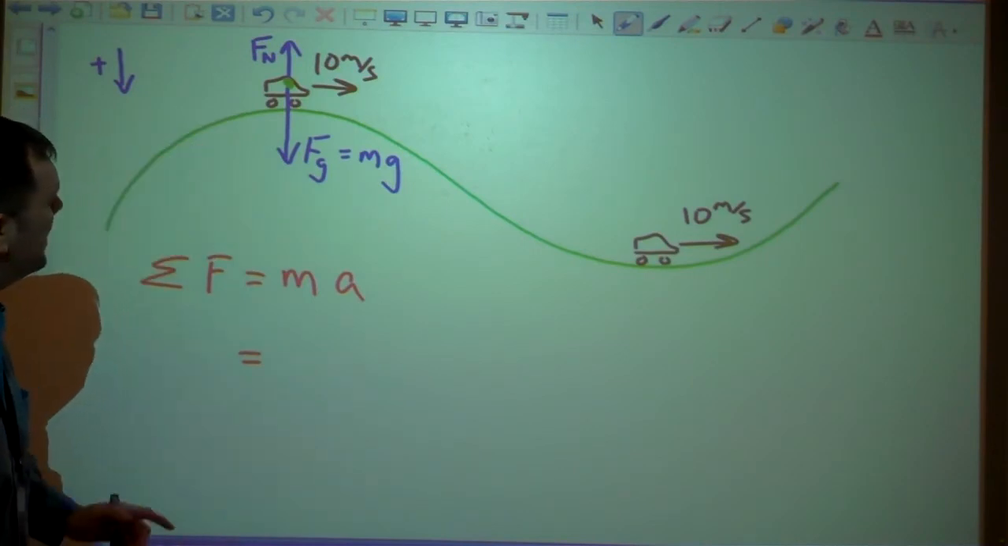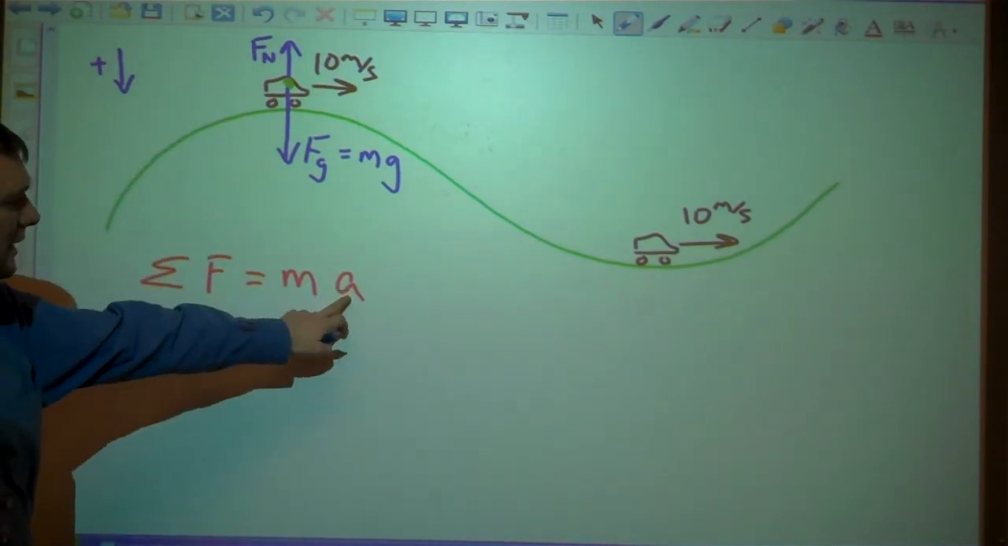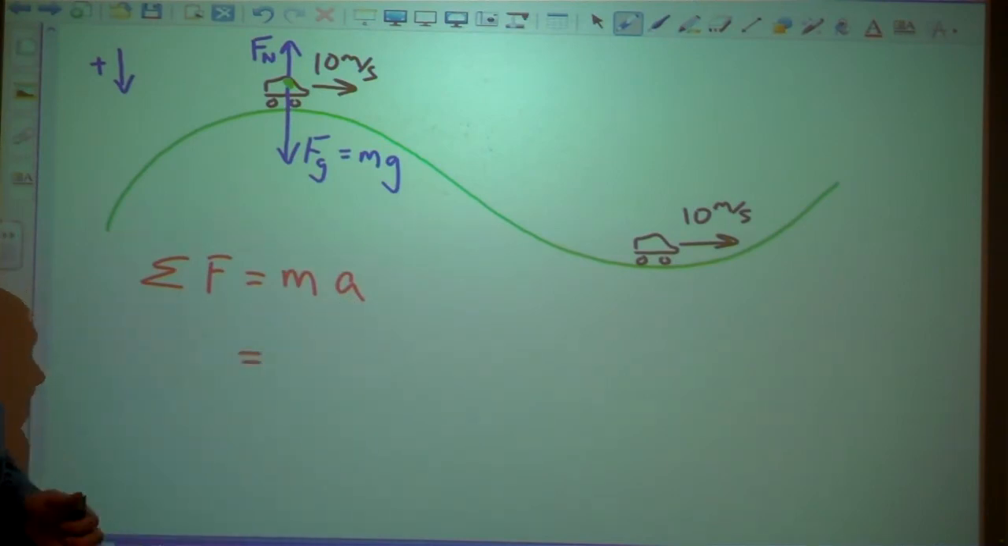So if I made my positive direction up, then I would have to remember to stick a negative sign in front of this acceleration. And my own personal experience is I forget sometimes. And so I've just started doing the pattern always of, well, I'm going to make the direction towards the center of the circle my positive direction, because then I'm going to have a positive acceleration, and I don't have to worry about forgetting that negative sign for the acceleration.